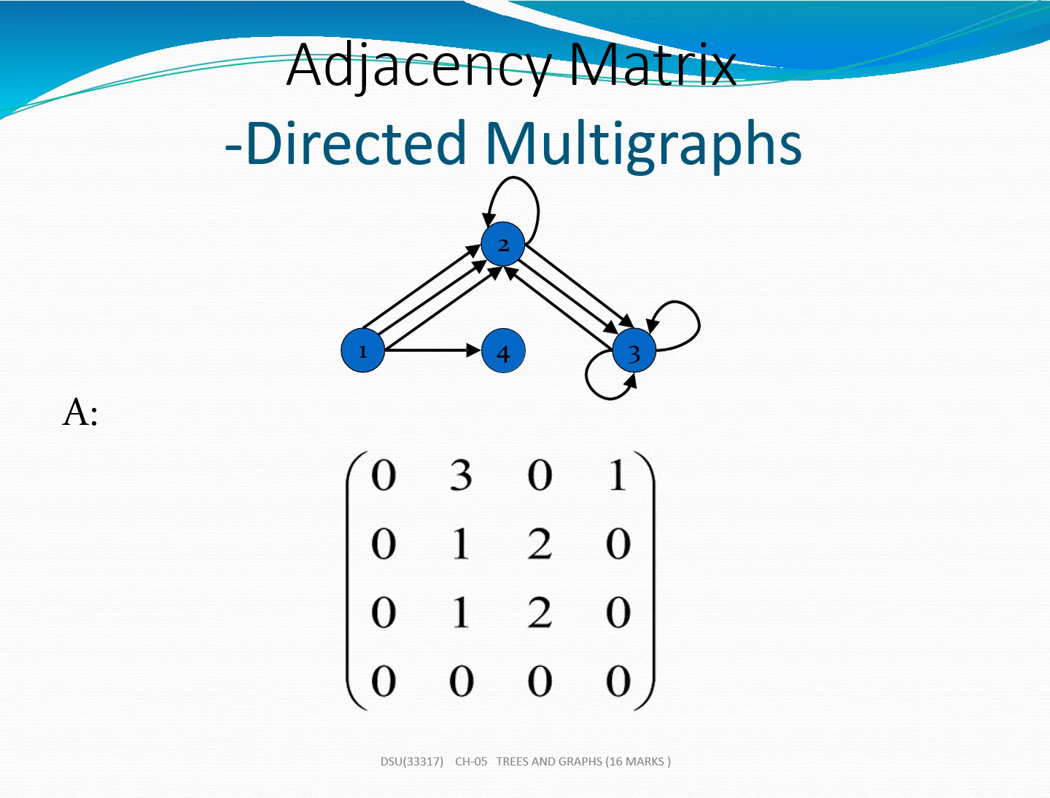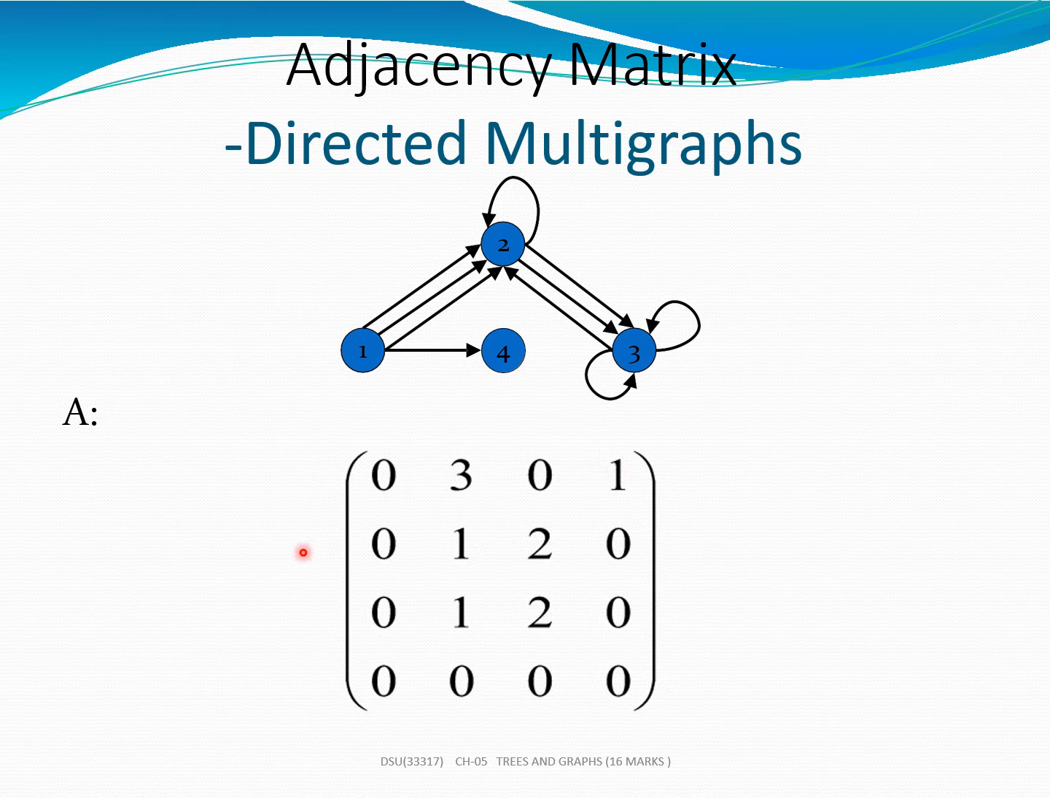So this is the directed multigraph. Now for this multigraph, the matrix has rows and columns 1, 2, 3, 4. So 1 to 1 is 0. 1 to 2, yes, 3 edges are there, so the value is 3. Then 1 to 3 is 0. Then 1 to 4 is 1.